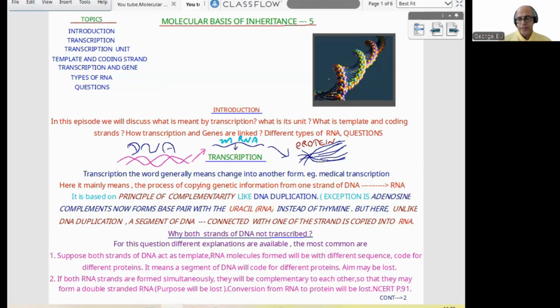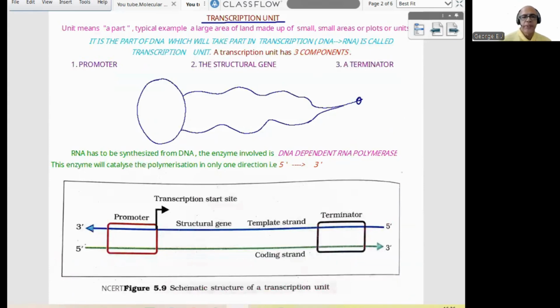That is one reason. The second reason is, suppose both strands of DNA form RNA. Then both RNA strands form simultaneously, and they will complement each other so that they may form a double-stranded RNA. Again, the purpose will be lost, so the conversion of RNA to protein will be lost. That statement is given in NCERT page number 91. I think the idea is clear to all of you. That is the first page. Now we can proceed to the second page.